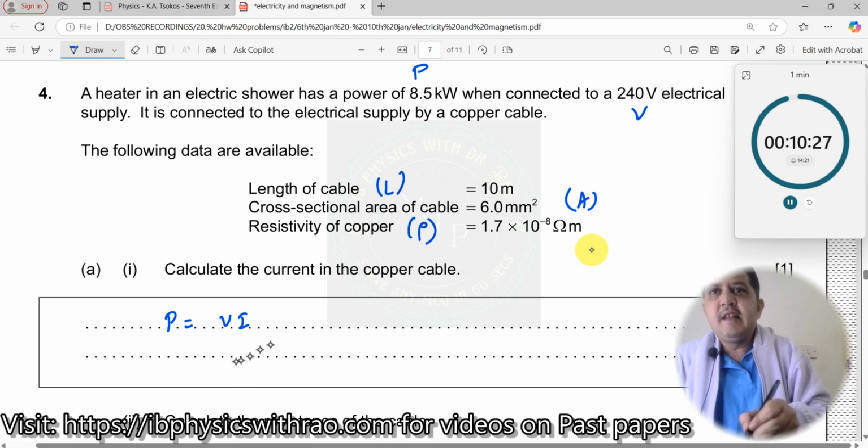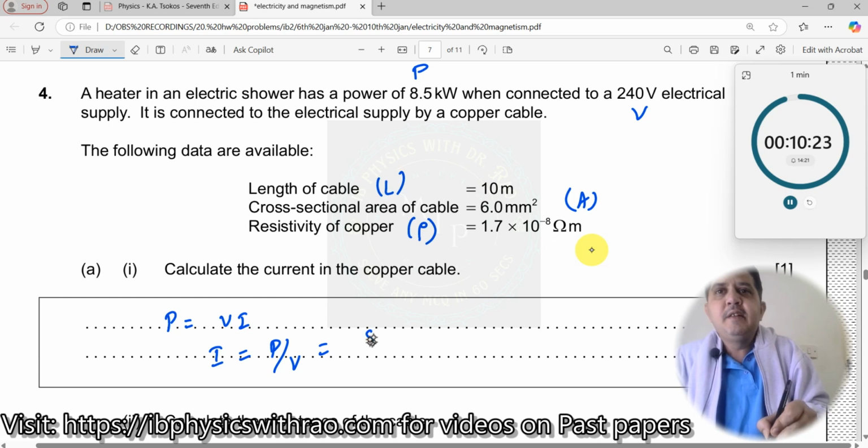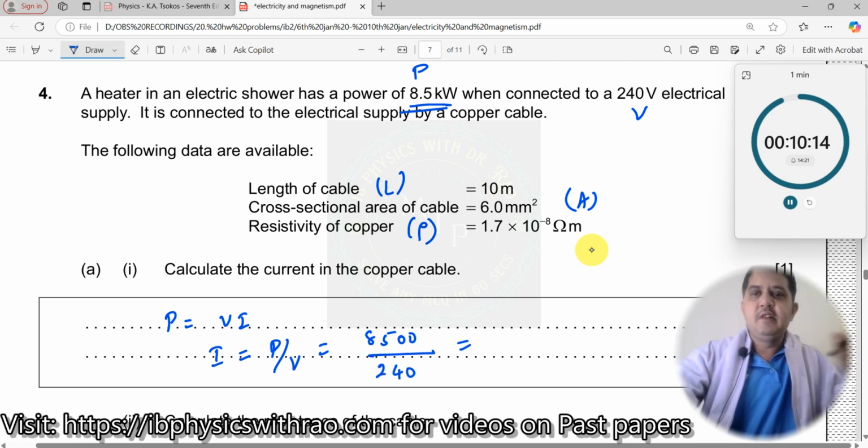Right. So what is I here? You need to find I, which should be equal to P divided by V. What is P? 8500. Where did I get it from? I got it from here, 8.5 kilowatt, divided by voltage 240. When I do this, what is the answer I get?